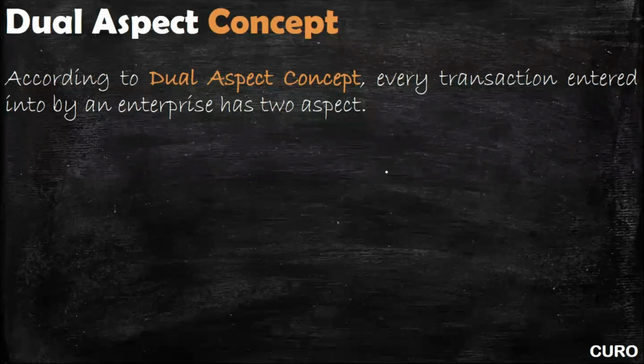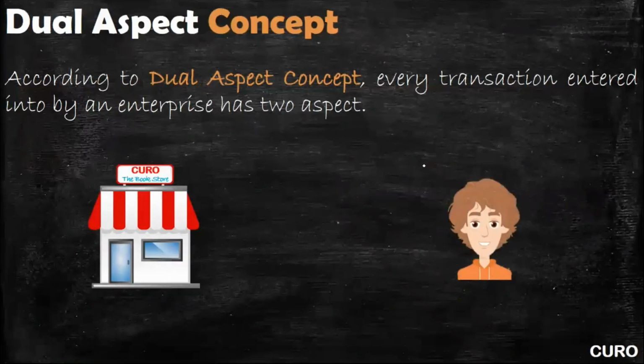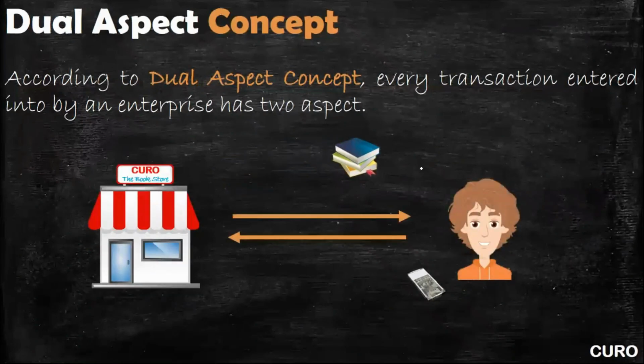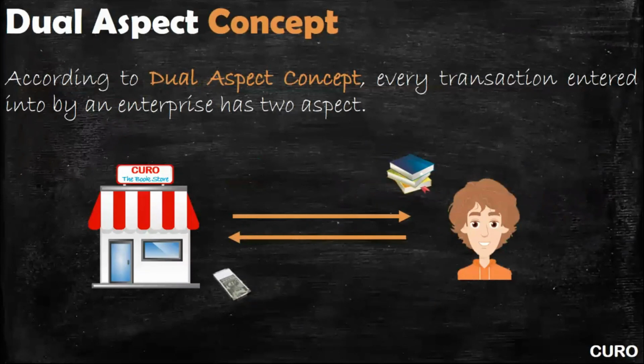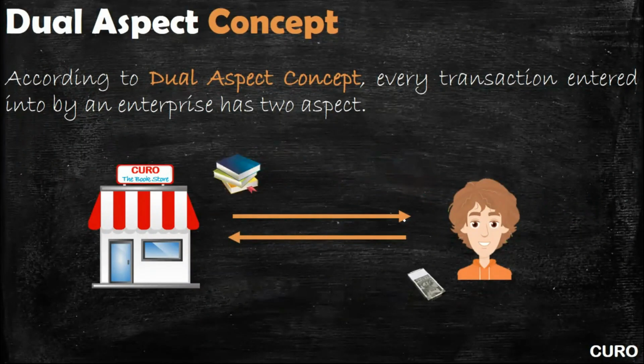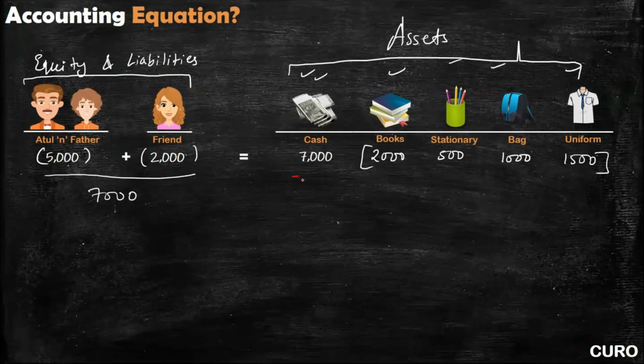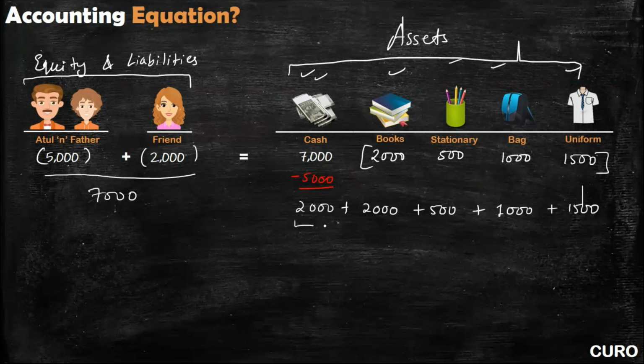According to dual aspect concept, every transaction entered into by an enterprise has two aspects. For example, when Atul purchased books, he paid for them in cash, due to which his cash balance is reduced. Here, the receipt of book is one aspect of this transaction and the payment of cash is the second aspect of it. Likewise, he spent about rupees 5,000 in all to purchase all those assets, which reduces his cash balance by 5,000 rupees. Now, you will find that the equation is balanced, as the total of both the sides is 7,000.